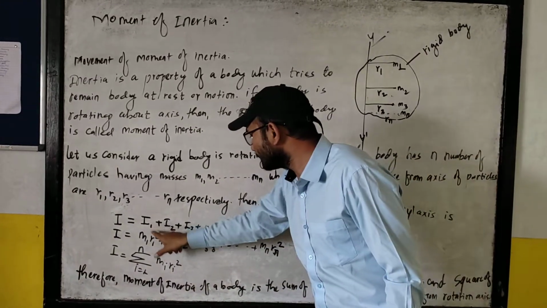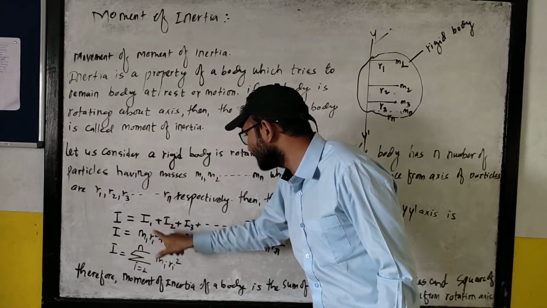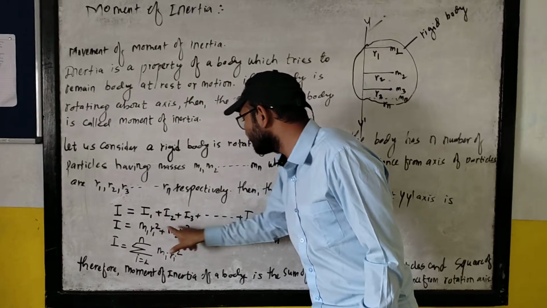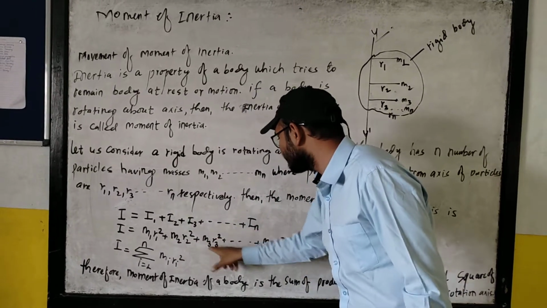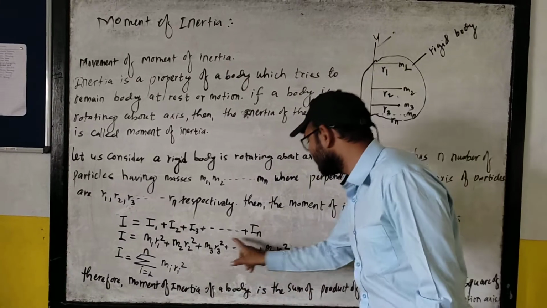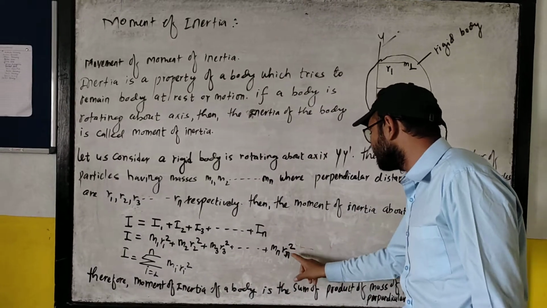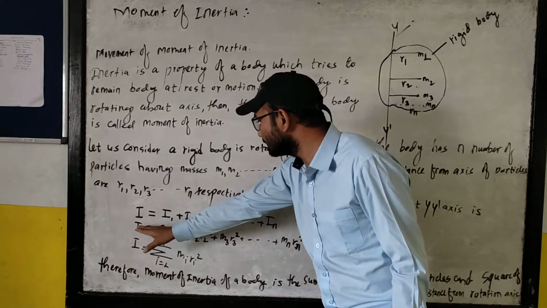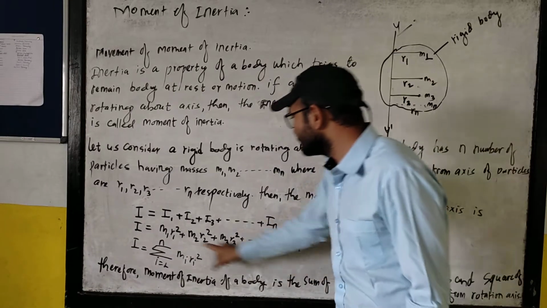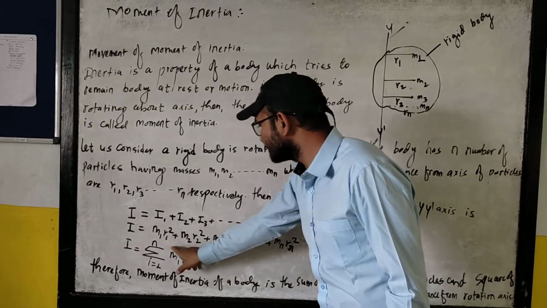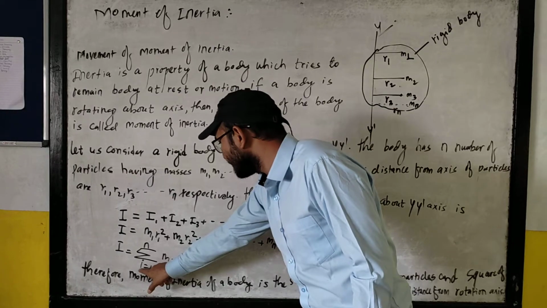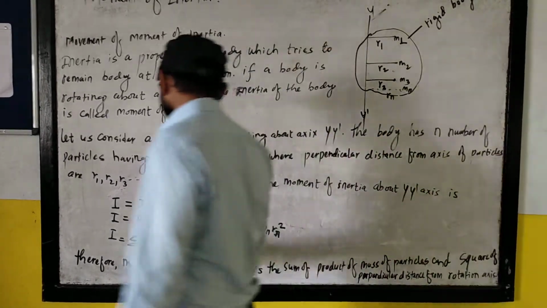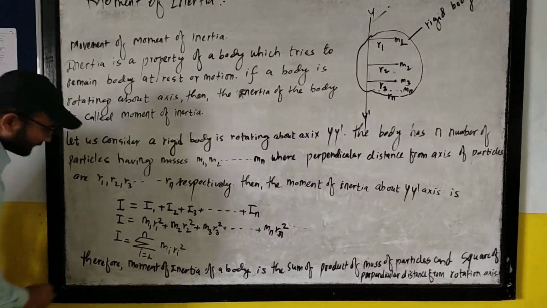So I1 equal to m1 r1 square is the formula for the moment of inertia of the m1 particle. This is another particle's moment of inertia. This is the third particle's moment of inertia. Likewise up to mn, that means n number of particles. When we add their moments of inertia, that would be the total moment of inertia of that rigid body. And we can write this in summation form, i equal to 1 to n, in a mathematical form, and I have written this part here.